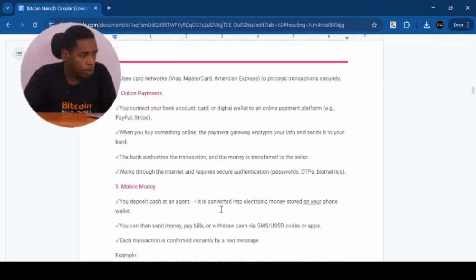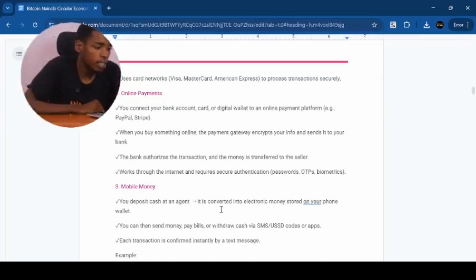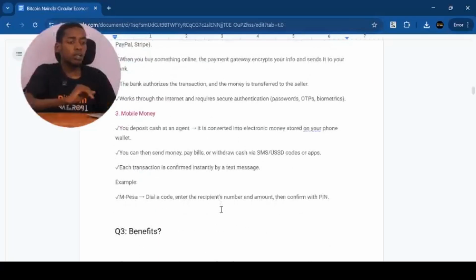Number 2, online payments. You connect your bank account, card, or digital wallet to an online payment platform, e.g. PayPal or Stripe. When you buy something online, the payment gateway encrypts your information and sends it to your bank. The bank authorizes the transaction and the money is transferred to the seller. It works through the internet and requires secure authentication, e.g. passwords, OTPs, or biometrics.